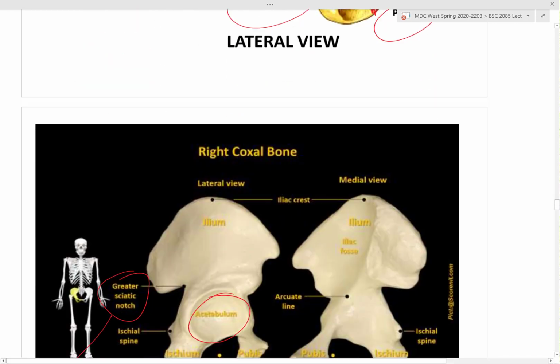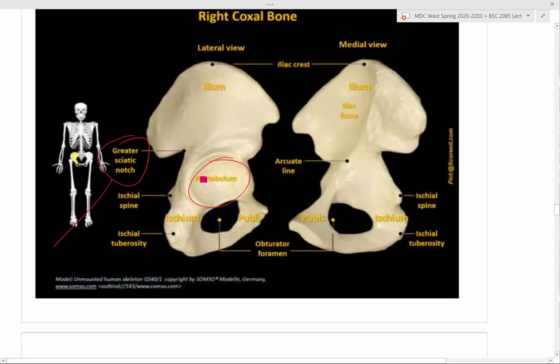Acetabulum, right? So that's definitely one that you need to know. The acetabulum. You need to know that. What binds to it? The head of the femur. The other ones that you may need to know are the obturator foramen, as well as the greater sciatic notch. The obturator foramen, there's a nerve that goes through there, and that's called the obturator nerve. The greater sciatic notch has another nerve, and that is the sciatic nerve.